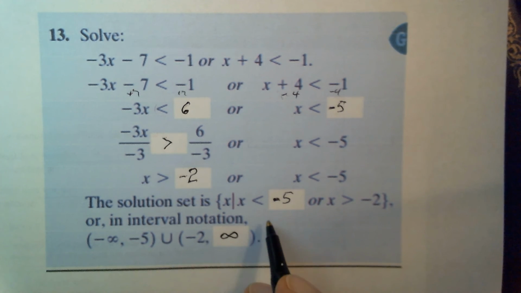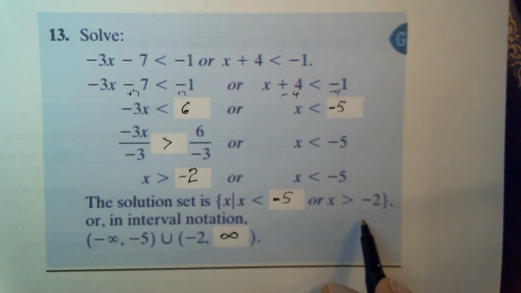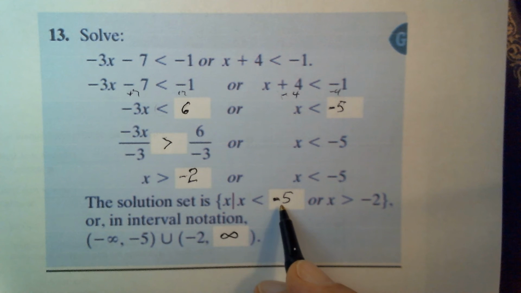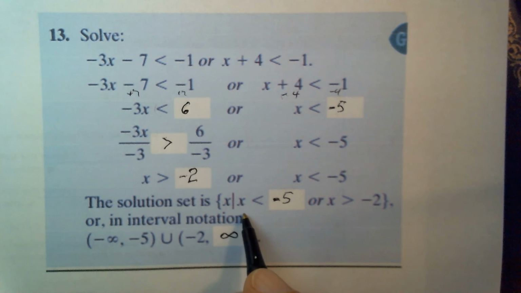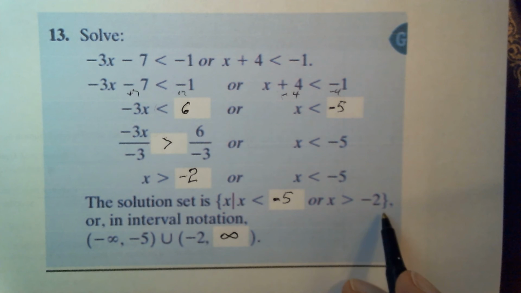And the reason why we start out with this expression, x less than minus 5, and not with this one here, is because minus 5 is less than negative 2, and we typically begin with the smaller numbers on the left and then go to the right with a greater number.